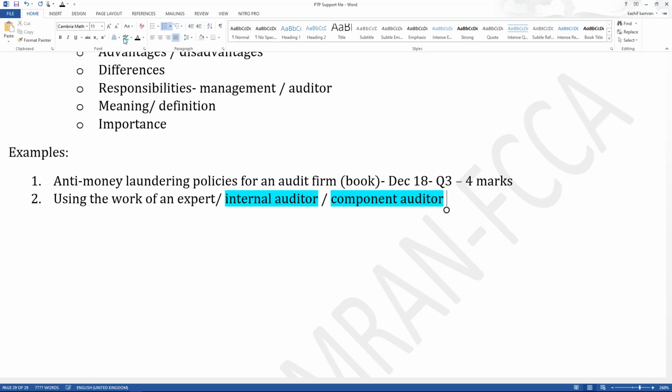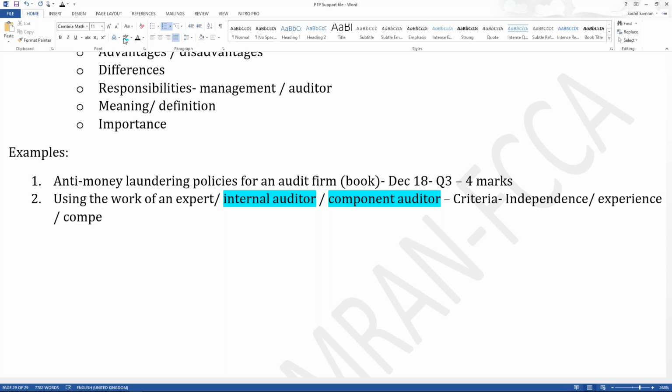But whenever you are using the work of another person, you should know the criteria. And the criteria remains the same: independence, experience, and competence, and that remains the same for all three of them. So you should have a general idea. A lot of questions have come in the past paper on this particular area.